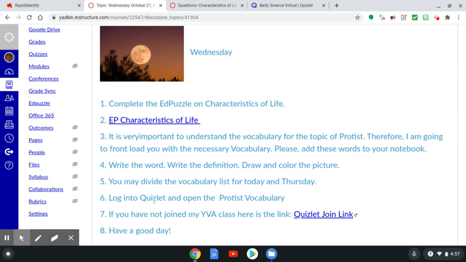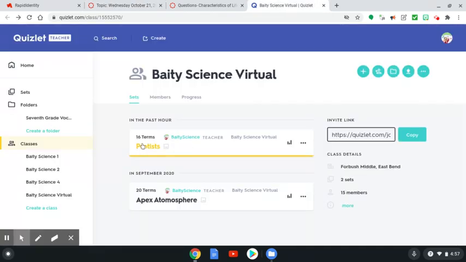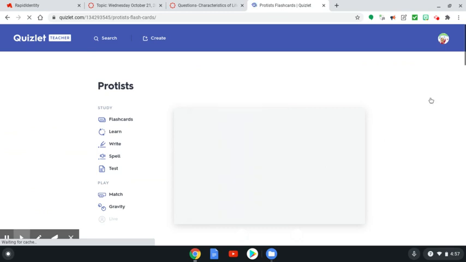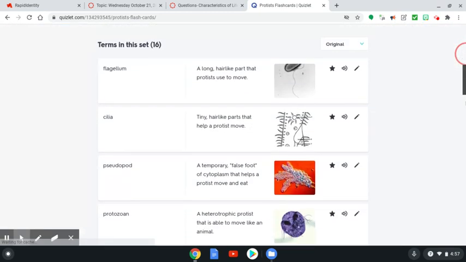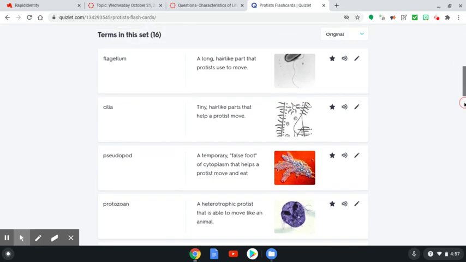You're going to log into Quizlet and you're going to open the protist vocabulary. Now, if you've not joined my YVA class, here's the link. And let me go to Quizlet and show you. There are 16 of these words. It's probably better if you don't do the flashcards, but you do this part.